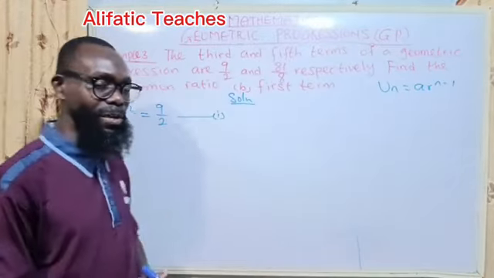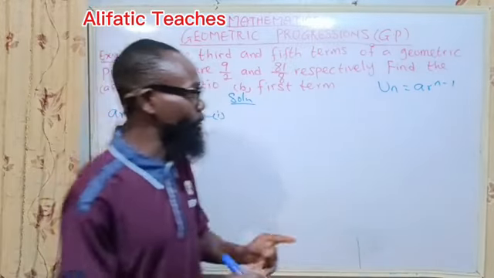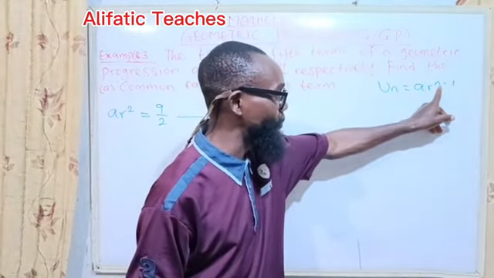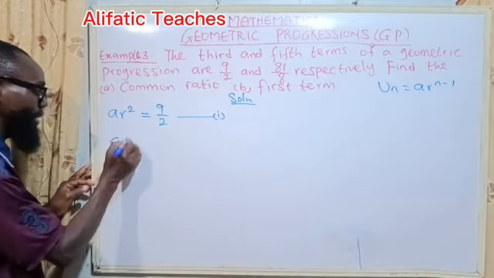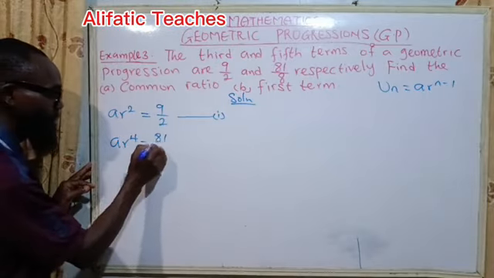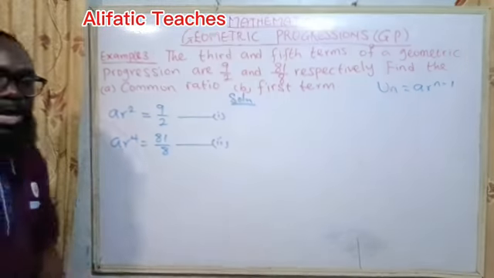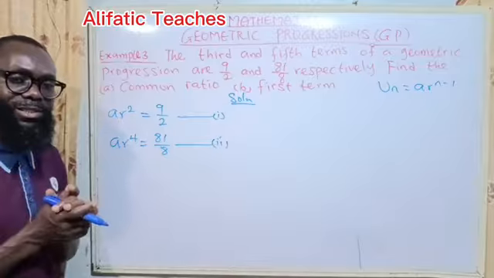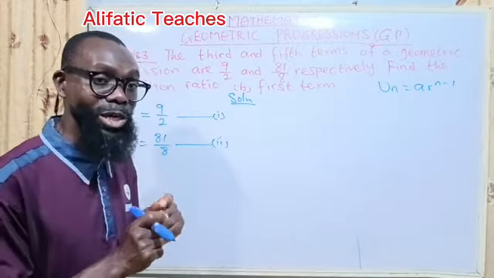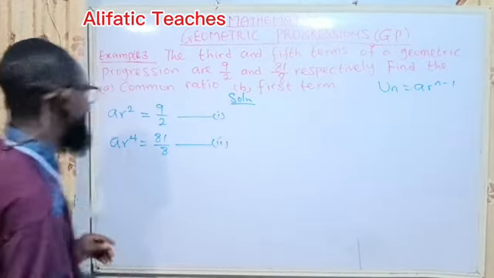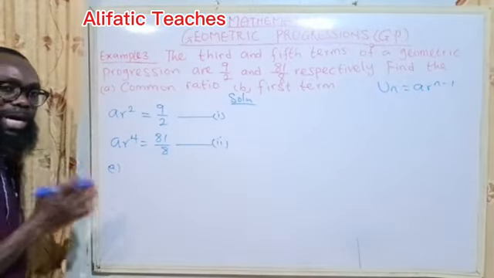So if I say the fifth term, what is it going to be? Yes, putting 5 here, 5 minus 1, we have 4. So we now have AR raised to power 4 equals 81 over 8, equation 2. I need my A, I need my R, but my common ratio first. Don't forget what I told you about geometric progression. Sometimes they are referred to as a quotient. That is division. So I can divide equation 2 by equation 1.